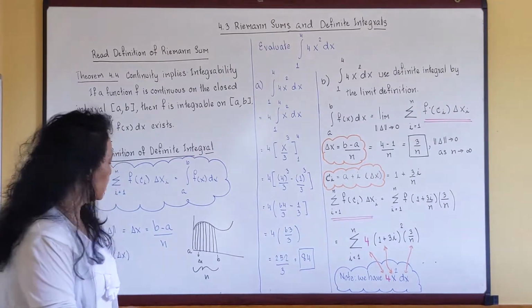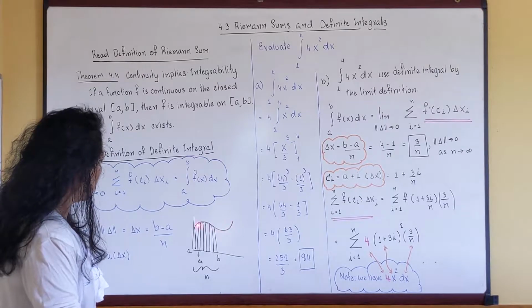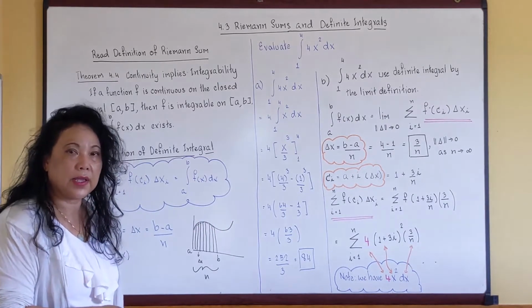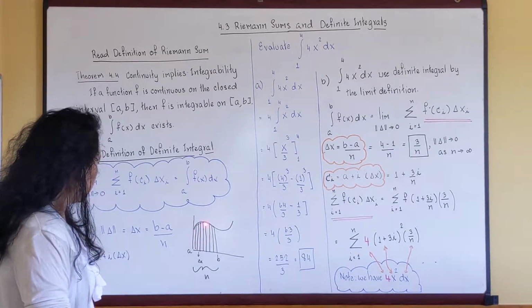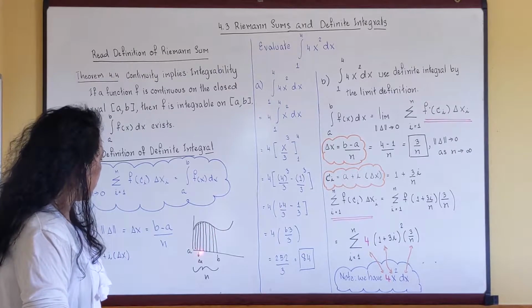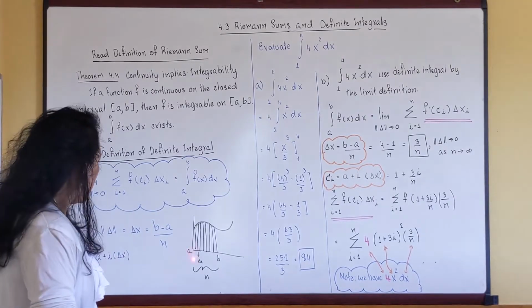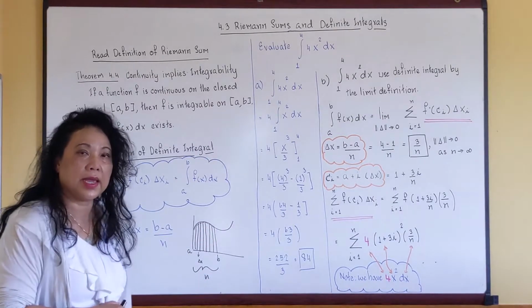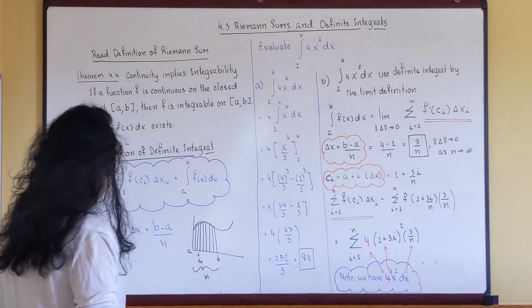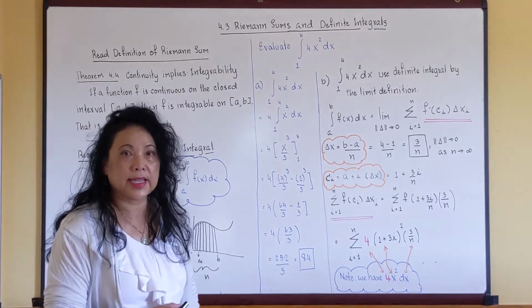Basically, the idea is if you have a curve or a graph and you want to find the area under the curve, you build rectangles, and the width of the rectangles gets smaller and smaller. If you have n rectangles, then you can find the area under the curve. Let's look at our first example.